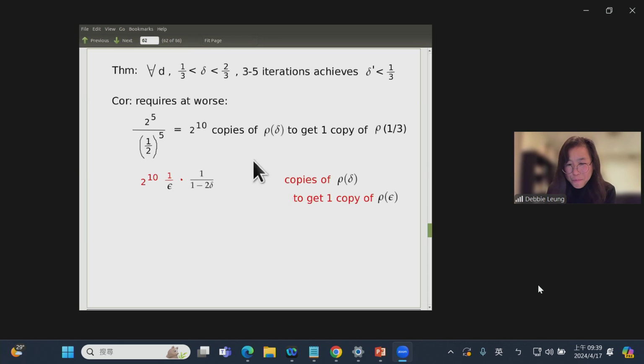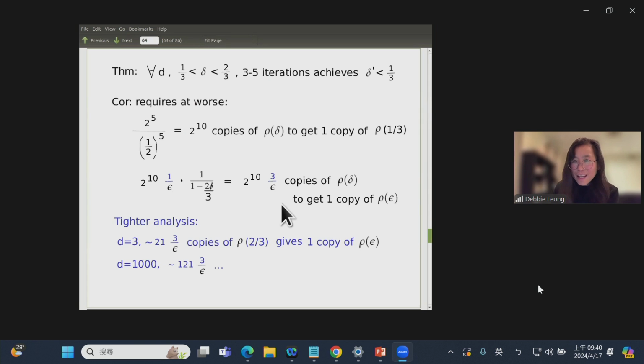If you want to push from rho delta down to rho epsilon, for delta being about 2/3, then you multiply the 2 to the 10 to the earlier complexity. And this is the answer. Also, delta is around 2/3, so we can replace the last expression. We get 2 to the 10 times 3 over epsilon. Now, if you are more careful, you want to talk to the experimentalist, or at least you want to look more respectable in terms of your constant, then you can run the numerics a little more carefully. The constant is 21 for qubits, 121 for 1,000 dimensions. So the 2 to the 10 is a little pessimistic, but it's because of the lazy analysis.